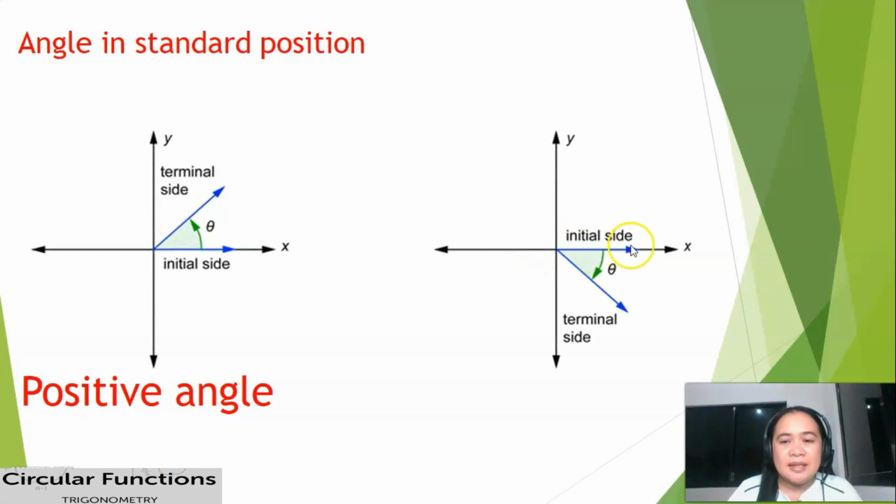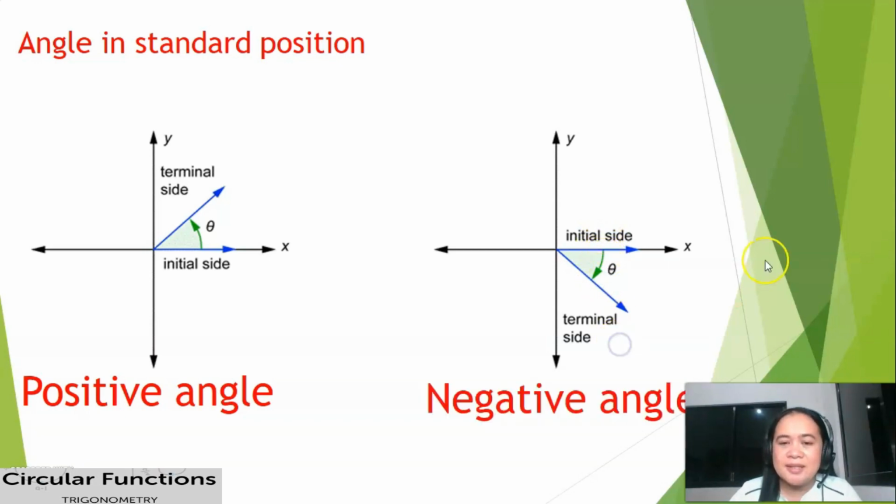Another one. This is still an angle in standard position. The initial side is located on the x-axis, the vertex is the point of origin, the terminal side is located in the fourth quadrant, and the rotation ray is moving clockwise. This is an example of a negative angle. So take note, if the rotation ray is moving counterclockwise, it is a positive angle. If it is moving clockwise, it is a negative angle.